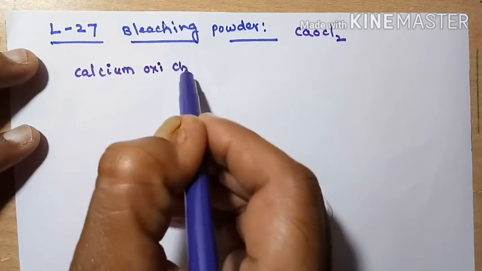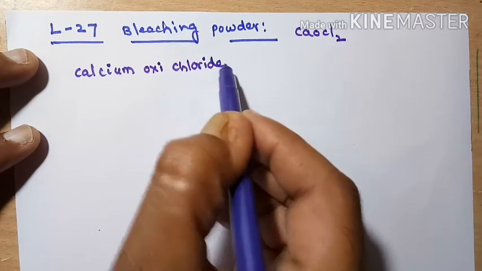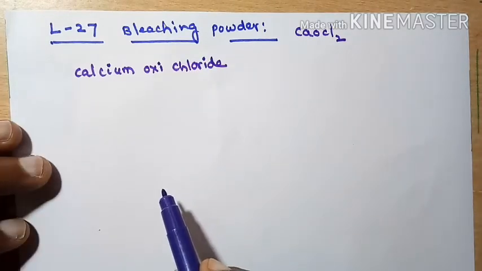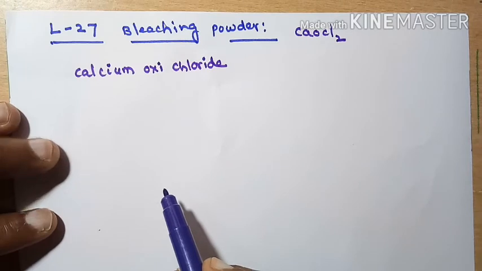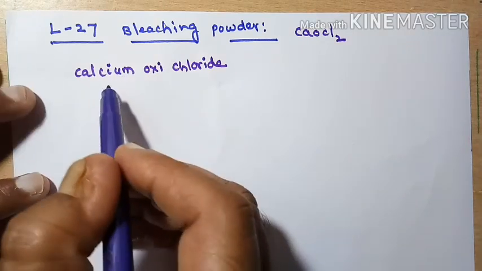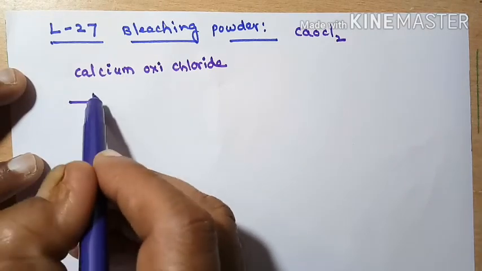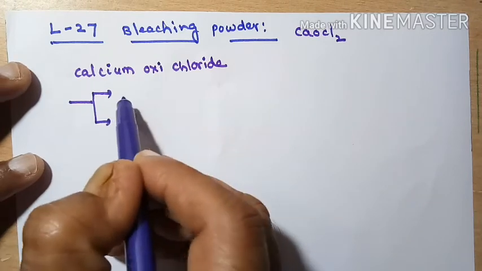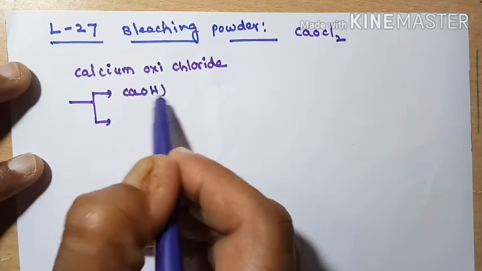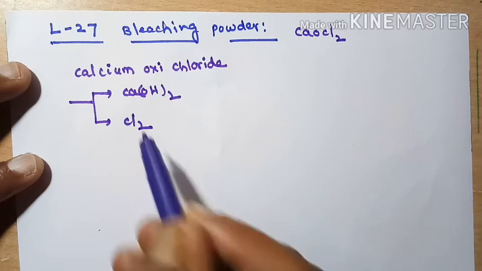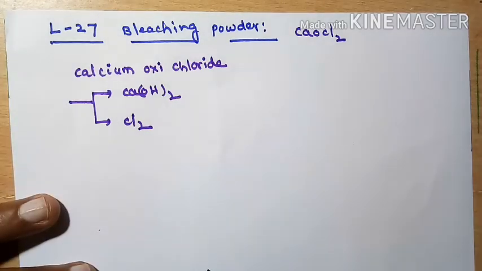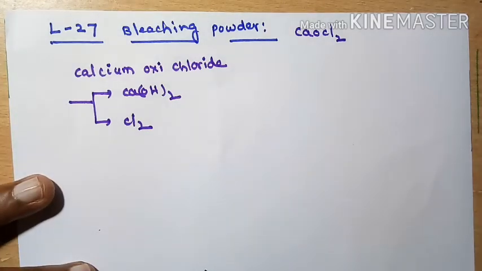Calcium oxychloride is called bleaching powder. This bleaching powder is prepared by using calcium hydroxide and chlorine gas.